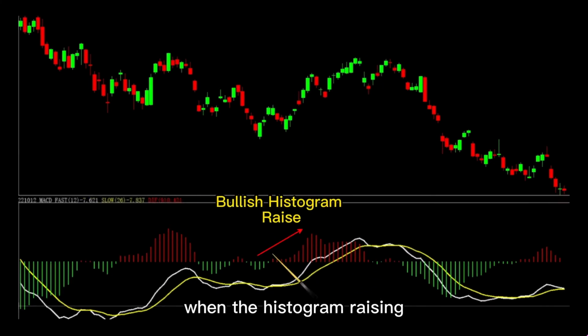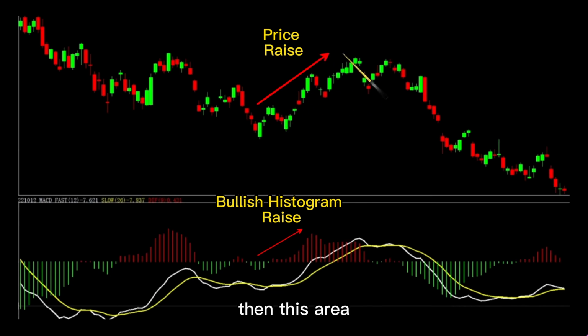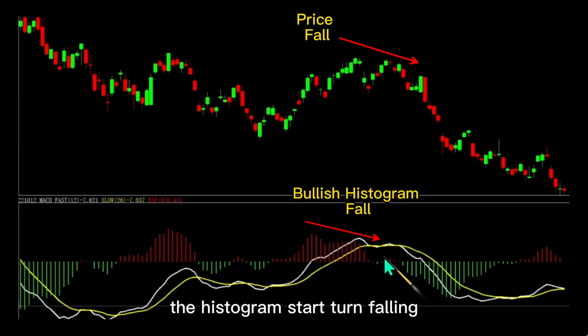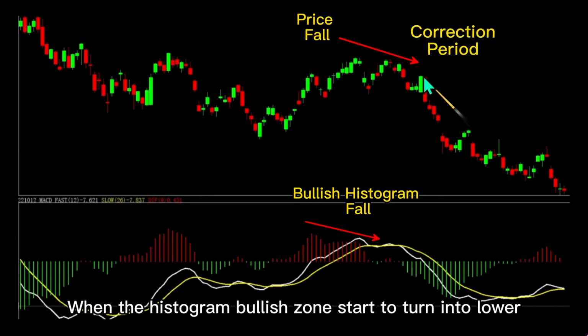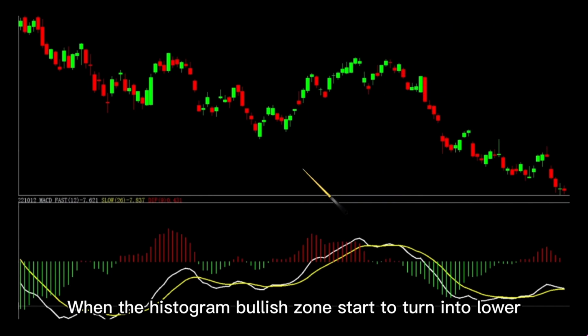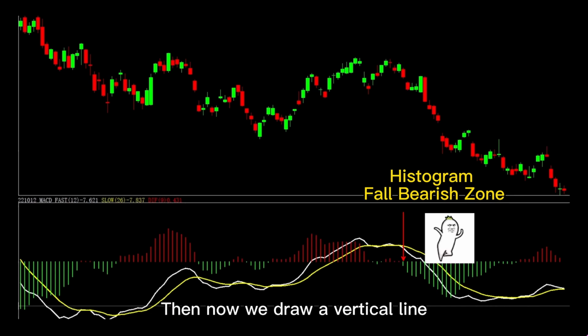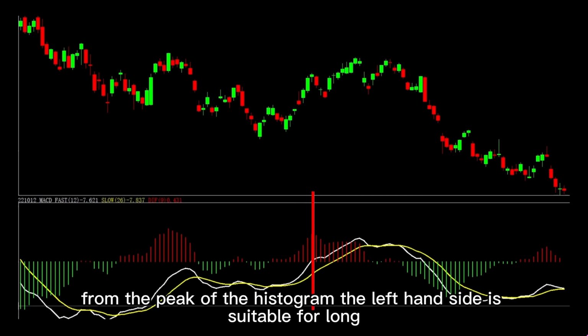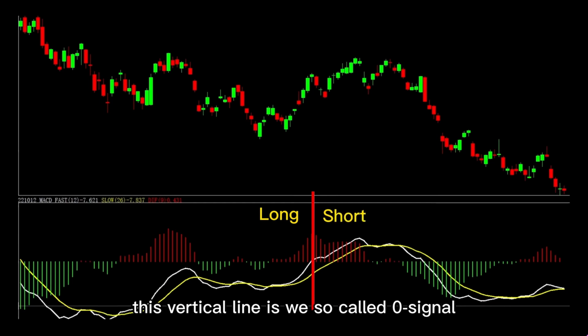When the histogram is rising, the stock price rises stronger and stronger. Then in this area the histogram starts to fall. At this moment, the stock price falls into a correction period. When the bullish histogram starts to turn lower, that's the time we should start leaving. Now we draw a vertical line from the peak of the histogram. The left hand side is suitable for long and the right hand side is suitable for shorting the market. This vertical line is the so-called zero signal.